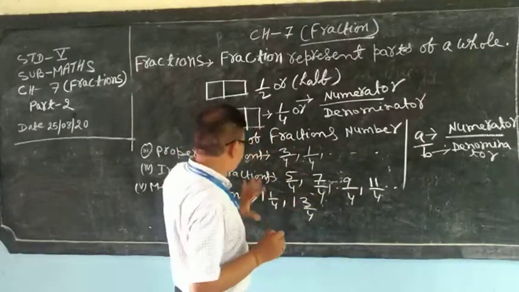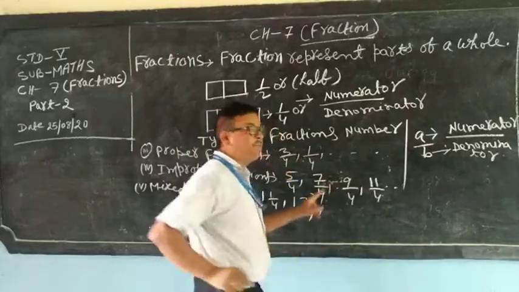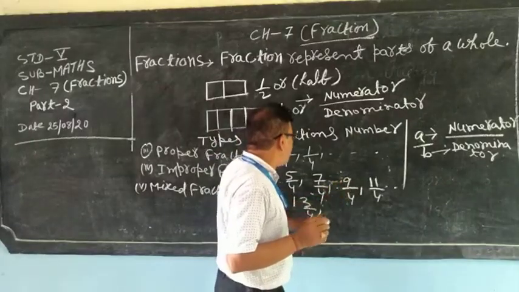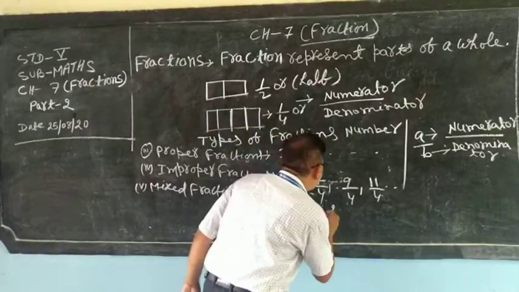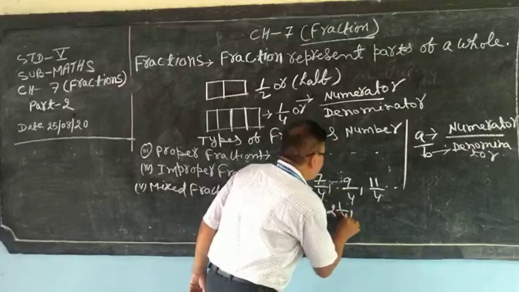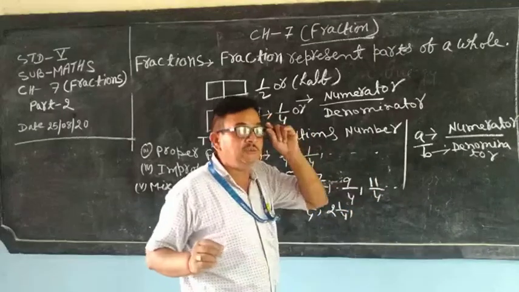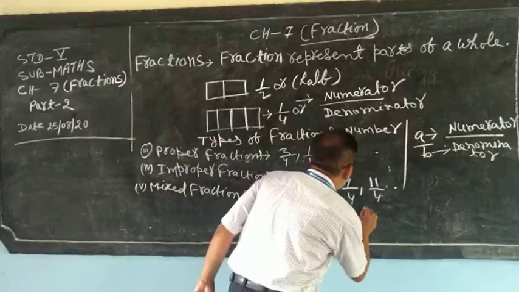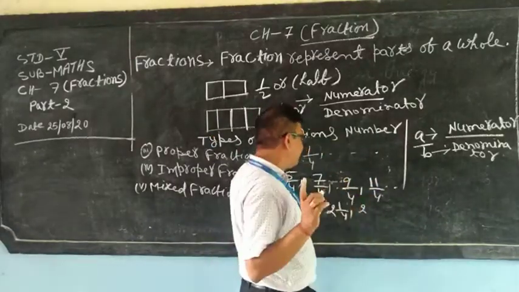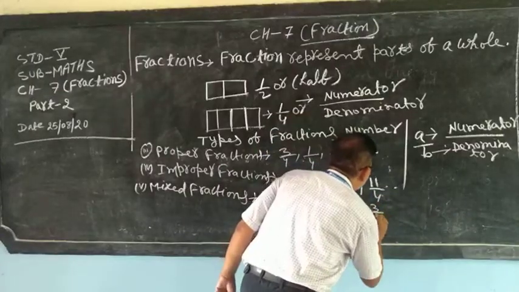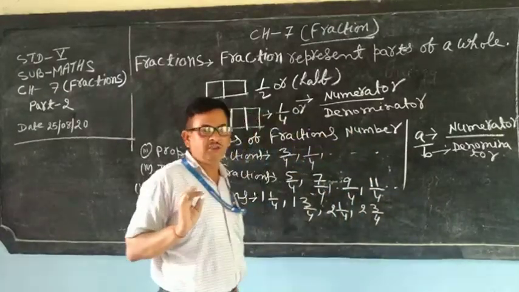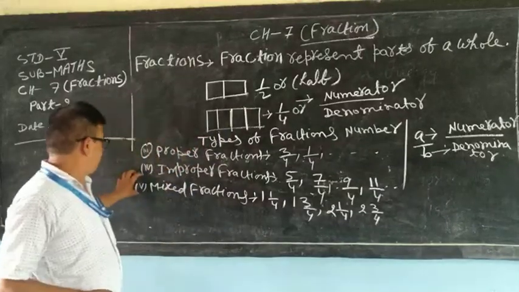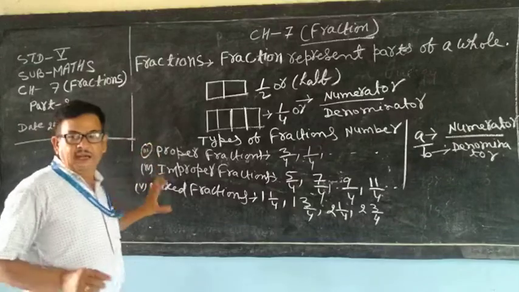3 by 4 is a proper fraction. Now 9 by 4. When you divide 9 by 4, 8 will come, so 2 will come, and 1 by 4. When 11 you divide, 2 as a whole number will come. And what is that? 8 plus 3, 3 will be left, so 3 by 4. Now understood? This is called an improper fraction. This is called proper, improper and mixed.